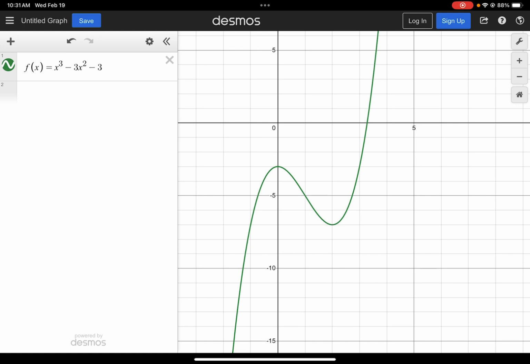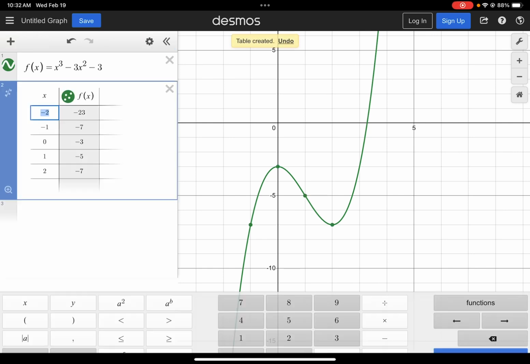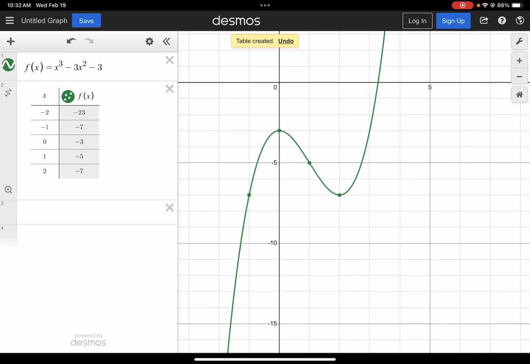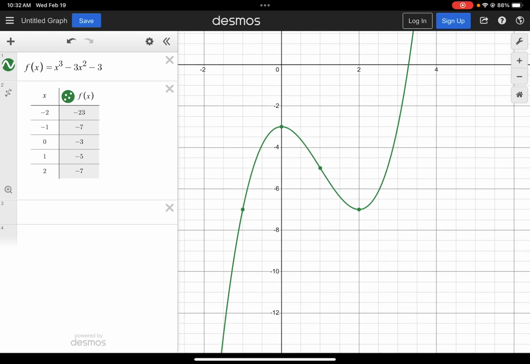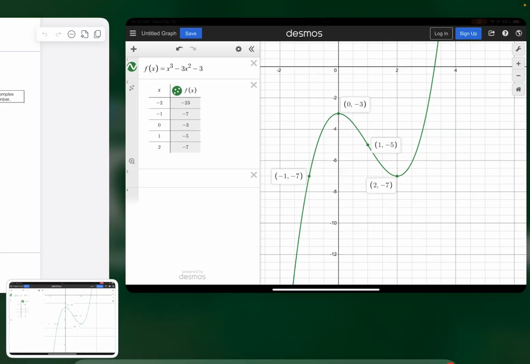But here, there is a settings, a gear icon up here. If you click on that gear icon, there should be a little table icon that pops up. If you click on that table icon right there, it should give you a list of points on the graph that we'll go ahead and use to graph on our own graph. So here they give you -1, -7, 0, -3, 1, -5, 2, -7. So we can go ahead and plot those points onto our graph. I'm going to go ahead and take a picture of this and use that as a reference over here.